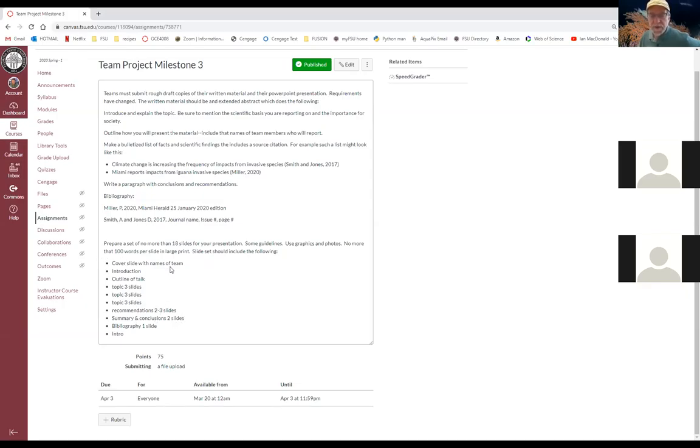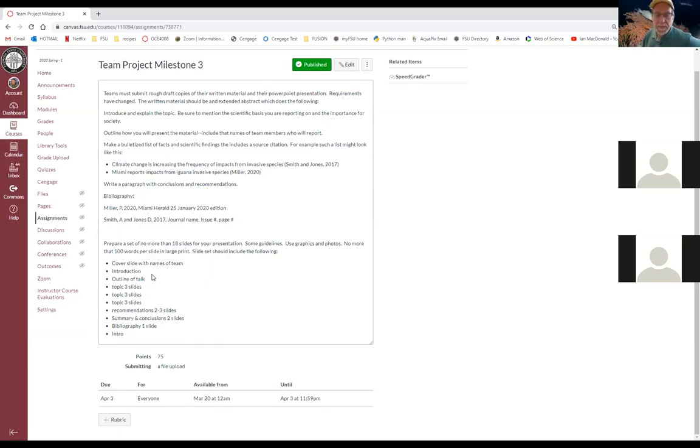So there'd be a cover slide with the name of the team members and the title of your report, a brief introduction, which recapitulates the introduction and explanation that you had in your extended abstract, and then an outline of the topic. What topics are going to be presented? Who is going to be presenting them? And this would be a brief slide.